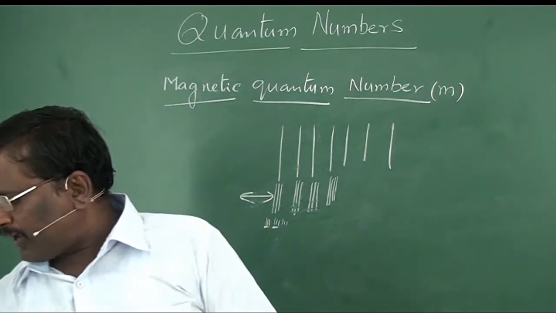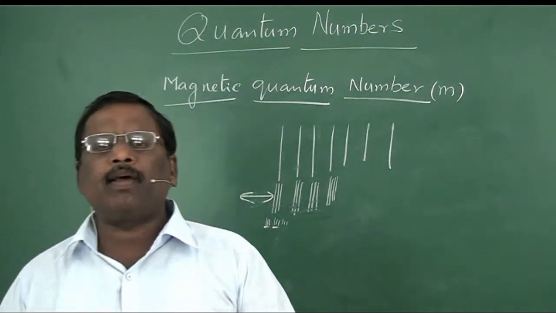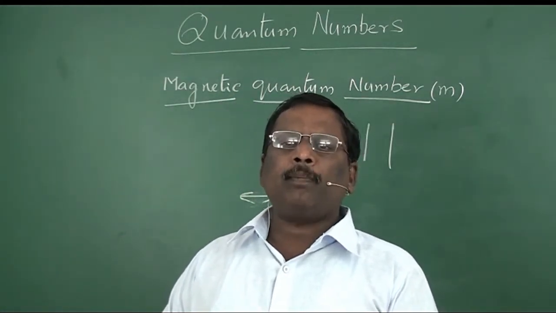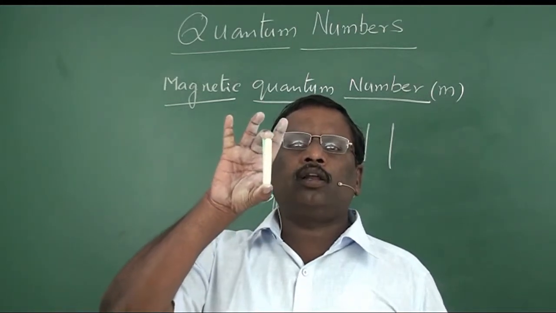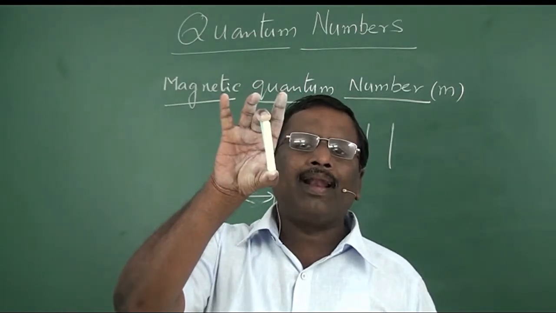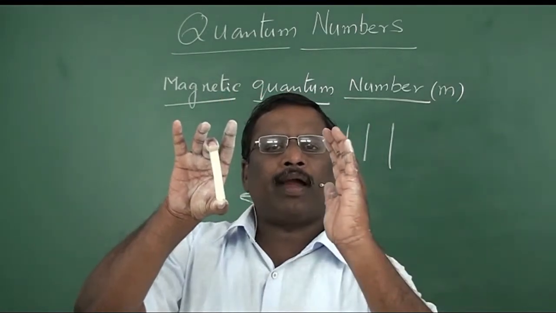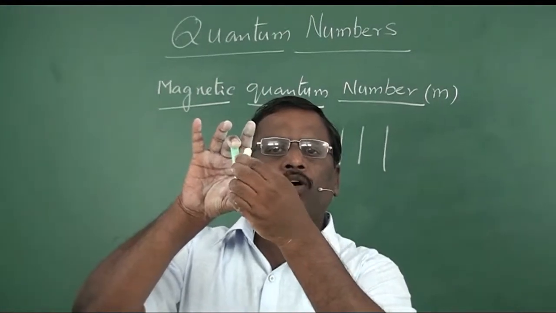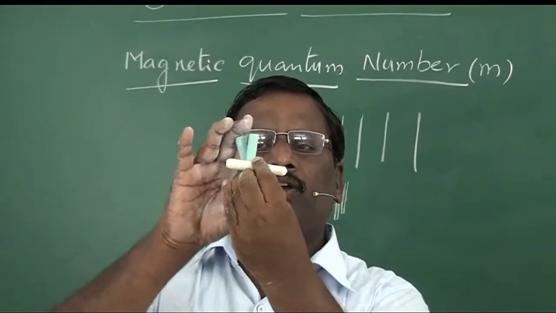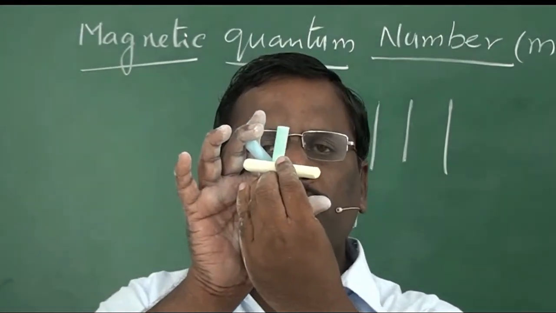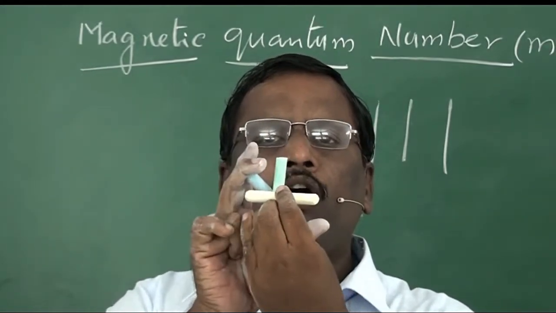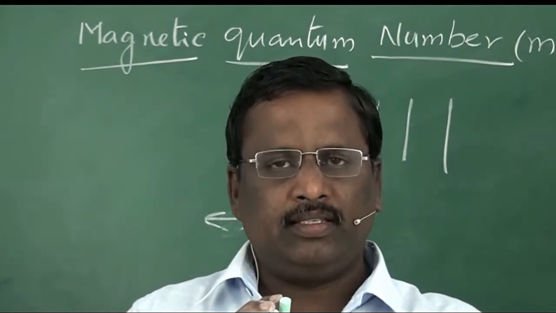So previously, for example, in the L is equal to 1 sub-energy level, there are some orbitals. All orbitals have the same energy. That's why this looks like one line. But if we bring a magnet here, some orbitals will deflect this side and some orbitals will deflect that side, so that all three will give three different lines. This we call splitting of spectral lines.